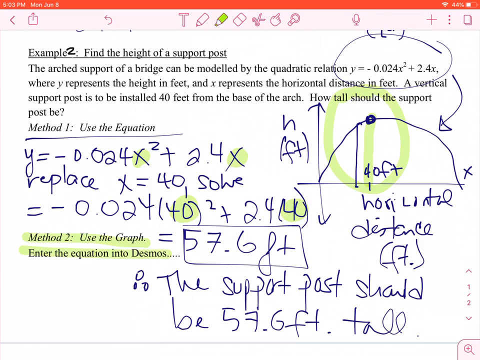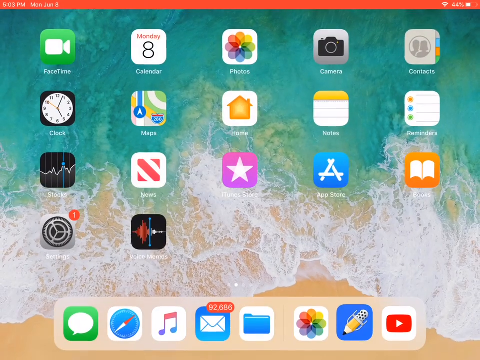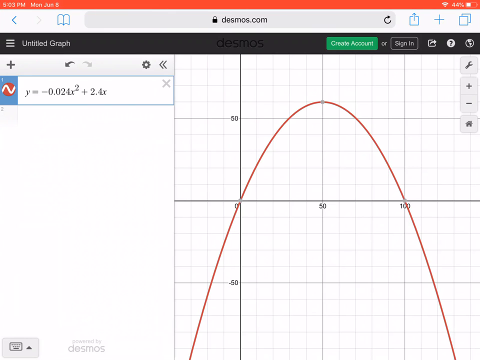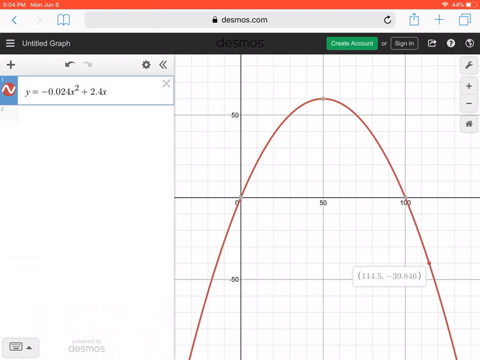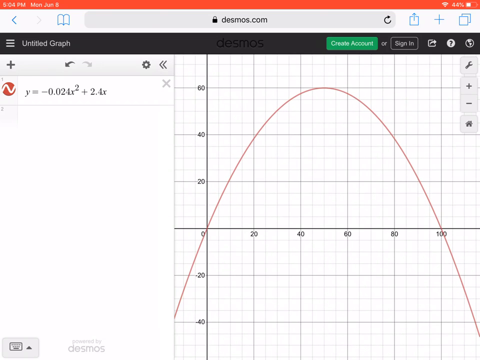Now method 2 is to use a graph. I'm going to show you what this looks like in Desmos. If you go to desmos.com, I've already pre-populated it for you. You can use the buttons at the very bottom to type in your equation. I just copy the equation into that bar, and from there we have graphed our parabolic feature.